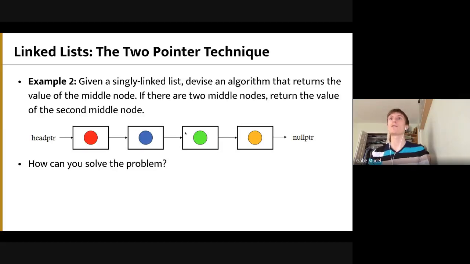Okay, we have another example. Given a singly linked list, devise an algorithm that returns the value of the middle node. If there are two middle nodes, meaning we have an even number of elements in our list, we want to return the second middle node, which in this case would be this green one. If we have any ideas, again, I'll give another 40 seconds.